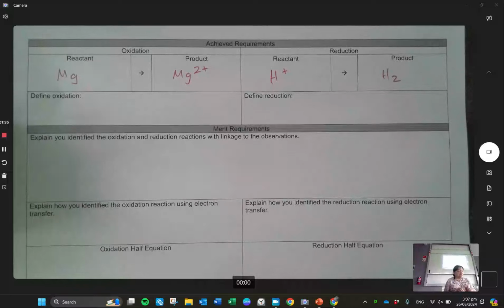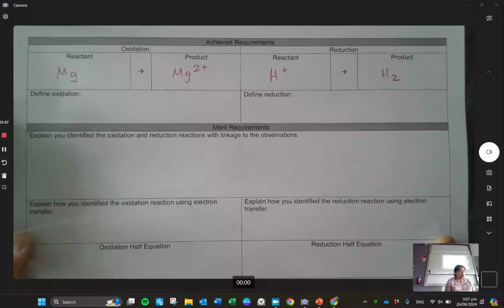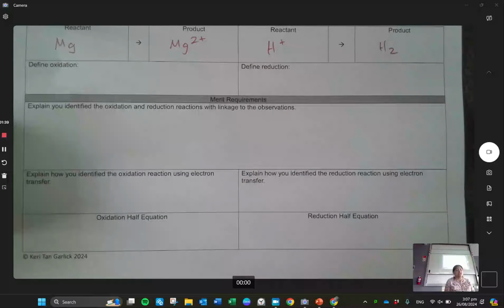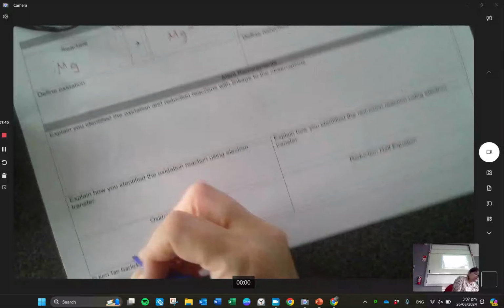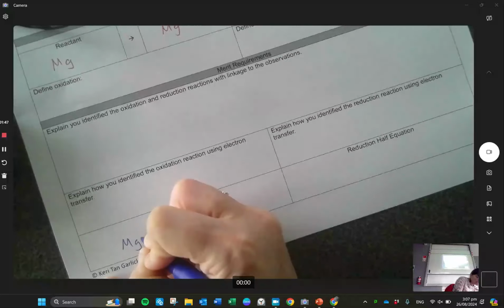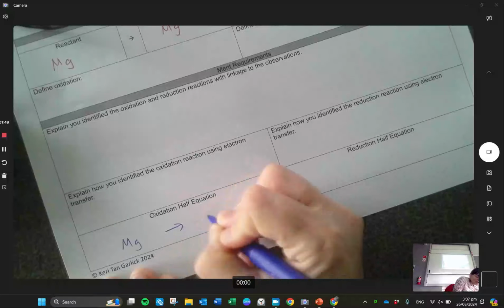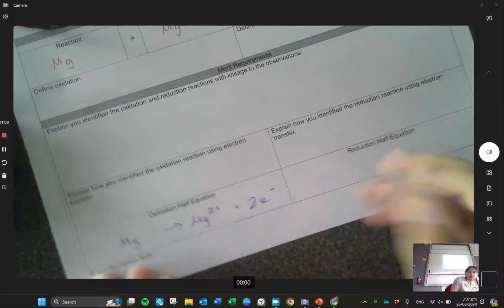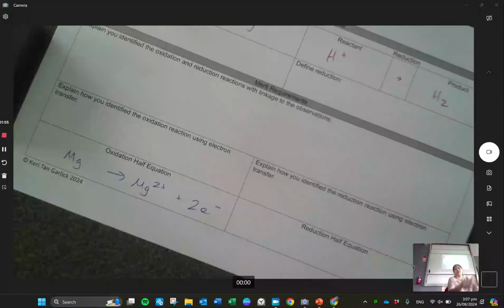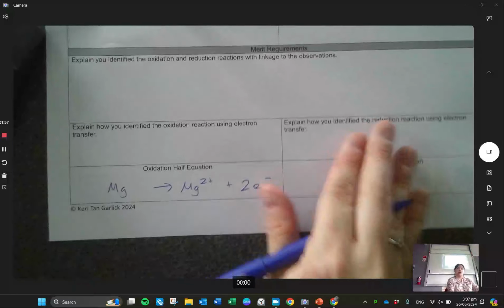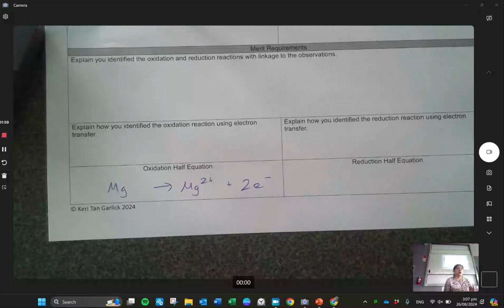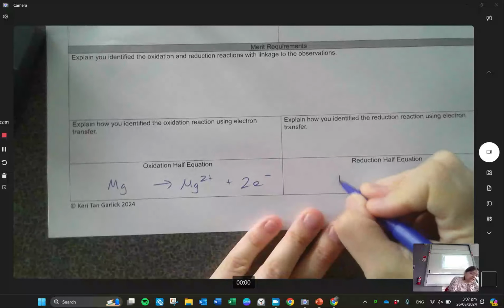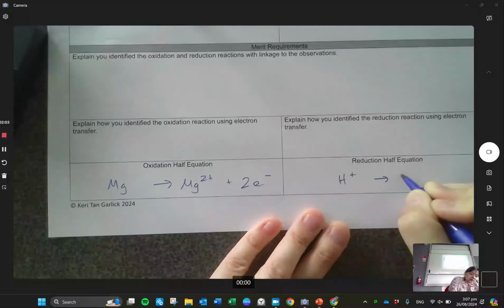The one I want to kind of talk about, though, is the electron transfer and the half equations, just to make sure you guys are doing those correctly. I'll start with the half equations, and then I'll backtrack. So with magnesium, we know it's going from Mg to Mg2 plus, and with that, it is losing 2 electrons. I'm going to turn this that way so I can actually write them. Are we okay with that? All right. The next one was hydrogen, which is H plus going to H2.